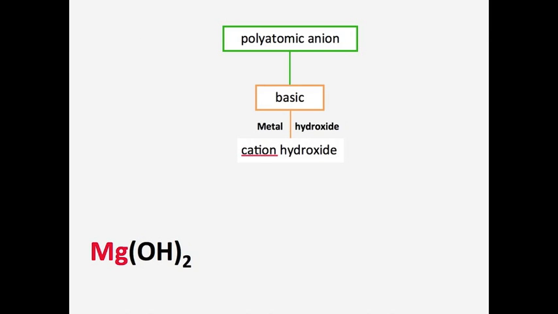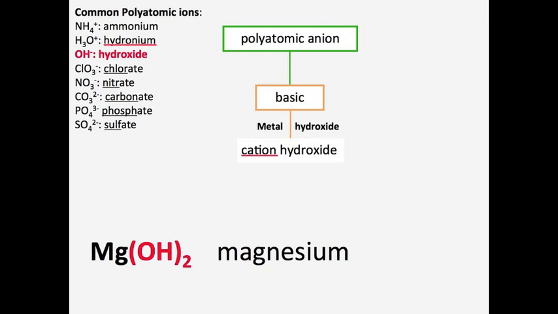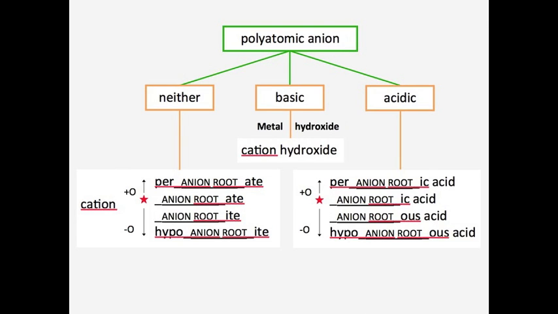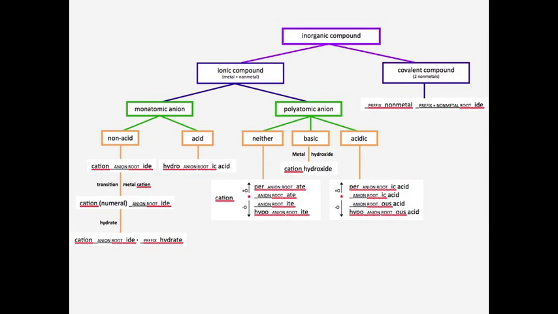The cation is magnesium, so begin by writing magnesium. And the anion is the hydroxide ion. Plug in the word hydroxide, so this would be named magnesium hydroxide. Here is a summary of all the naming procedures taught in this video. And here is a summary of all the naming procedures for inorganic compounds. In my next video, I will discuss how to name covalent compounds, highlighted here.